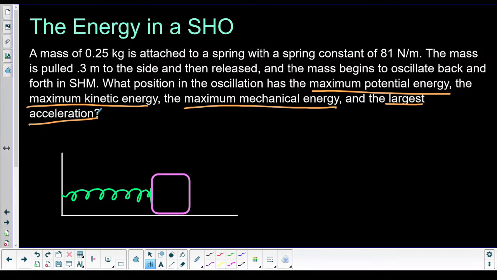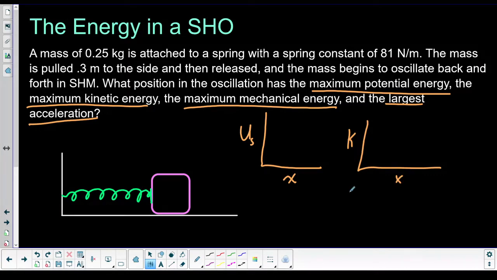So we want to look at a couple of things. Let's make some graphs. We want to look at our potential energy of a spring as a function of maybe position. Where is the thing going to be the biggest? Where is our kinetic energy going to be the biggest? Where is our mechanical energy going to be the biggest? And then where is our acceleration going to be the biggest?